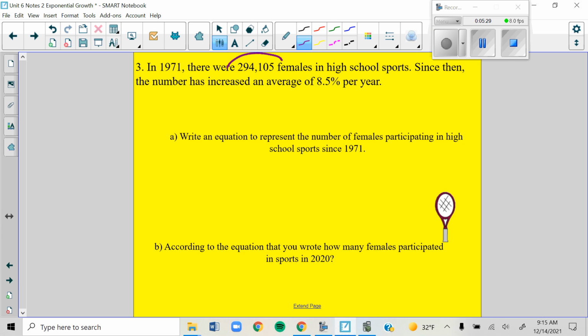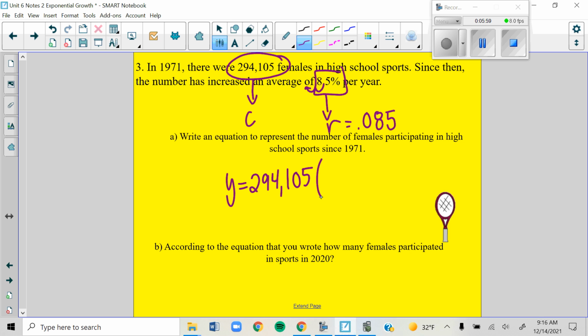So the first thing we need to identify is our C value. That's our starting value. And then our rate. Now our rate is given to us as 8.5%. We don't want a percentage, so we are going to move the decimal point 2 places to the left. So 0.085 is our rate, not as a percentage. So my equation, y equals 294,105. Now remember, in the parentheses, we take 1 plus my rate, so that will give me 1.085 to the t. And there's our equation.